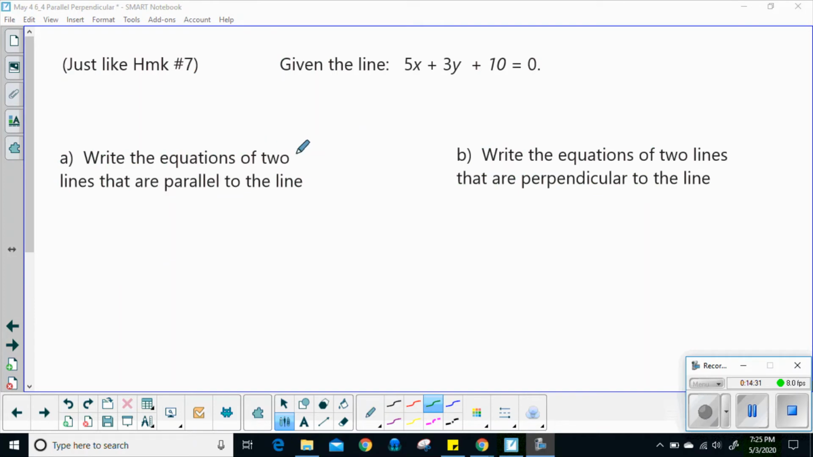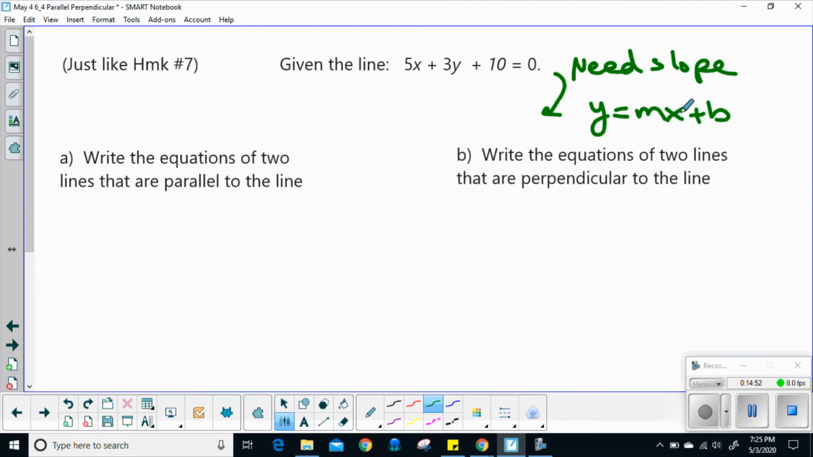Let's do a few more examples. So just like one of the questions in your homework, here I have a line in standard form. So in order to figure out equations of lines that are perpendicular to it or parallel to it, we need our slope. Need slope, which means I'm going to have to rearrange into y equals mx plus b. So how do we do that?